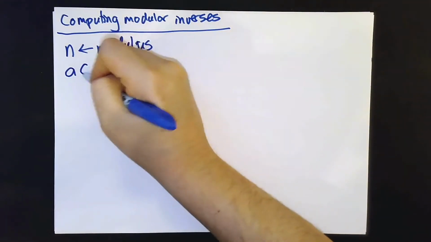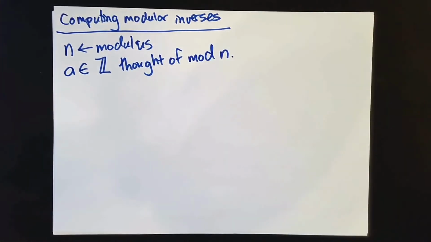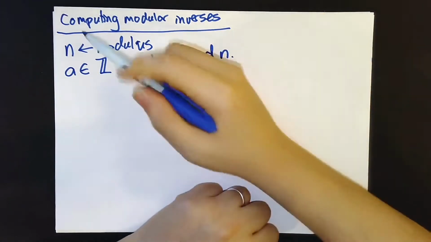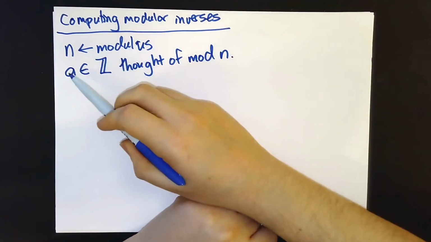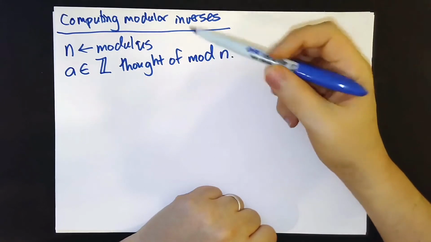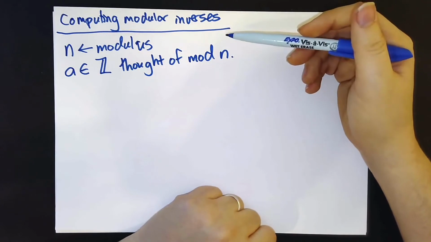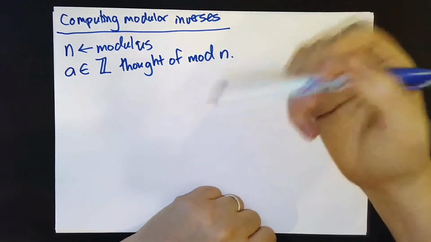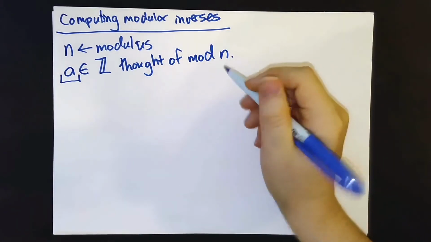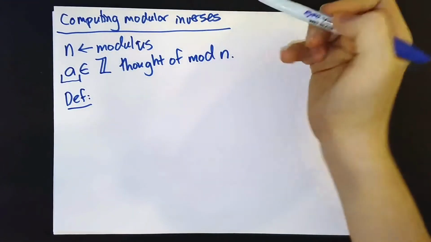And then we have some a here, which is going to be an element of the integers, but we're thinking of it really modulo n. So remember, there's only n things mod n, but there's infinitely many integers. That's because when I think about an integer mod n, I'm really thinking about all the integers that have the same remainder when you divide by n. So when I think of, say, 7 mod 5, that's the same thing as 2 mod 5, and so on and so forth. But I'm just going to think of this thing as living in the plain old integers for purposes of this. And so then, when I talk about computing modular inverses, what do I mean?